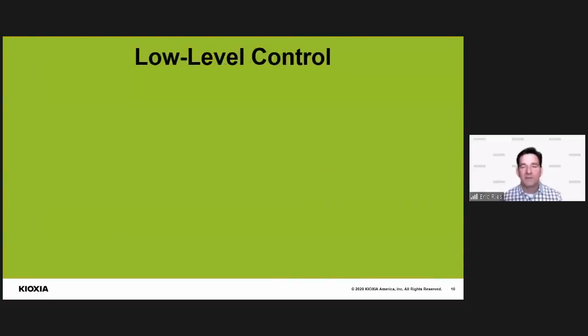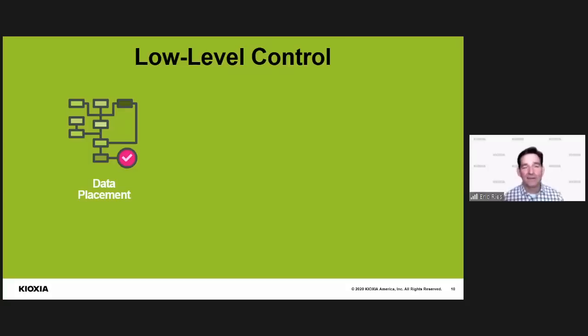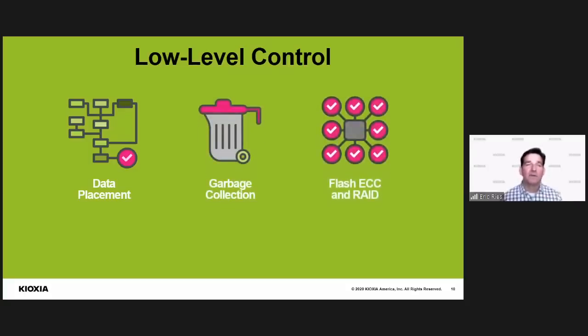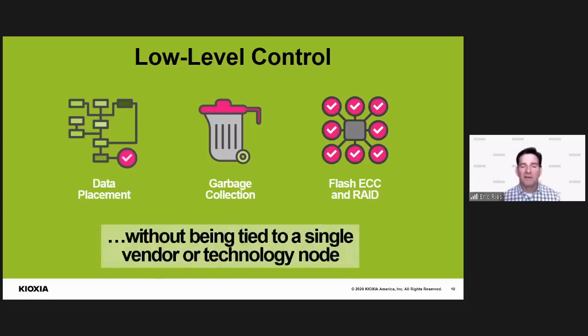Low-level control is also an item that is quite important. Now, some of you may be saying having low-level control over my media is something that I need like a hole in the head. But when you're trying to tightly orchestrate things within the hyperscale, there are some things that do need to be controlled. How you place your data, when you start and stop garbage collection, how you manage your ECC and RAID. These are some of the features that are typically low level that need to be managed. And that needs to be done in a way that doesn't tie you to a single vendor or a single technology.